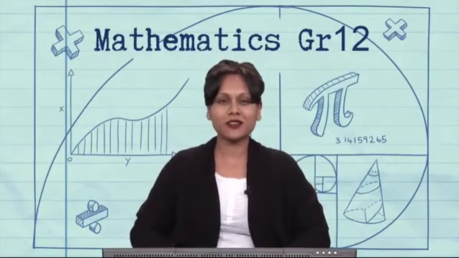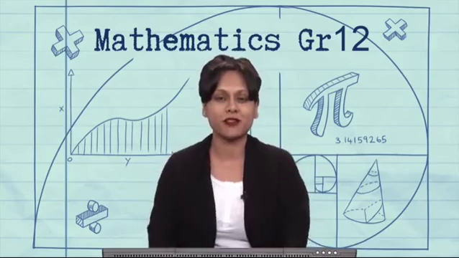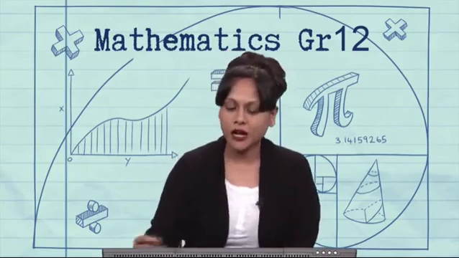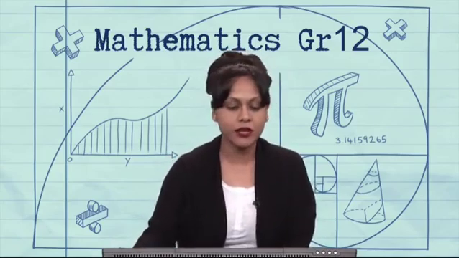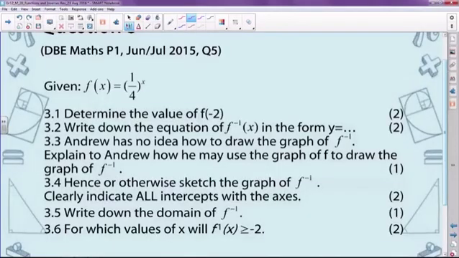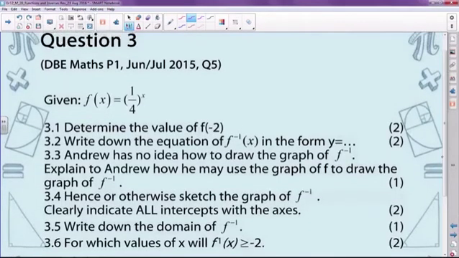Right, everyone, let's go straight into this question. I don't want to waste any of your time. Let's go straight into it. We are given that f of x is equal to a quarter raised to the power of x. We straight away should identify this as an exponential graph. All right, we see that our unknown is in the exponent. We are dealing with an exponential graph.